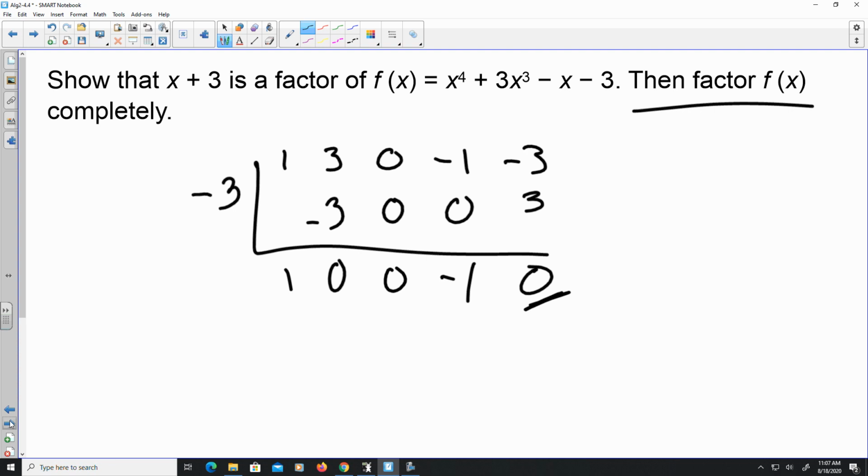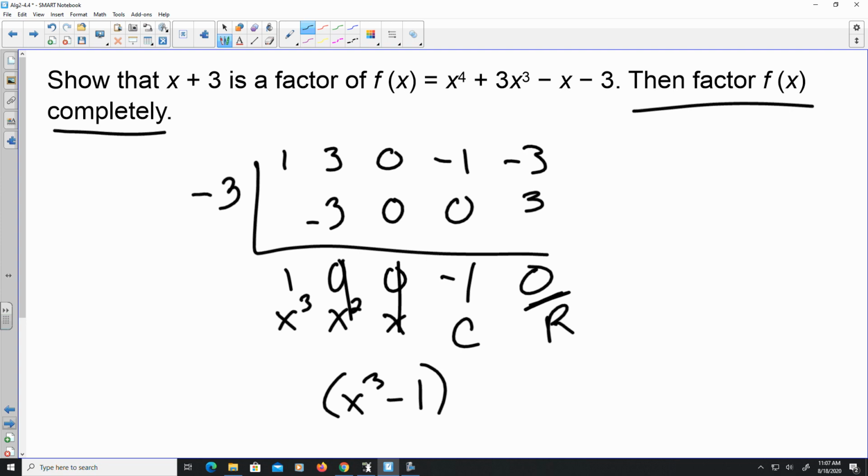But here they want us to now factor it out completely. So this is your remainder. This is your constant value. This is your x to the first, x to the second, and this is x to the third. Since these two have zeros, I don't have to write those in. So my polynomial that came from this is going to be x to the third minus 1. But you also have to take into account that this was a factor, so it's also going to be x plus 3.